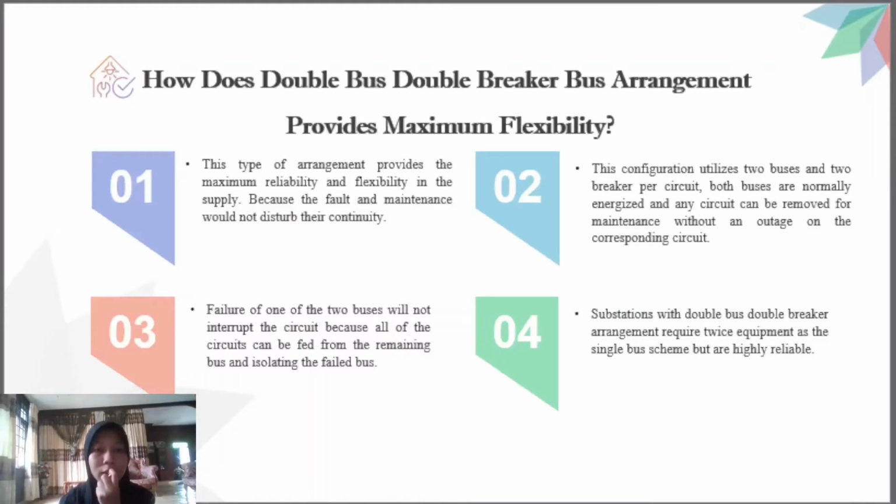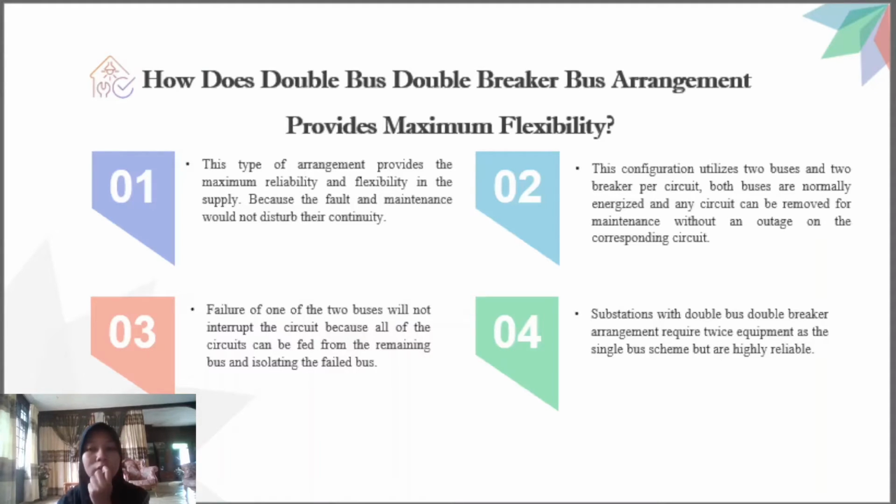For the third question, how does double bus double breaker bus arrangement provide the maximum flexibility? First, this type of arrangement provides the maximum reliability and flexibility in the supply because a fault and maintenance would not disturb the continuity of supply.